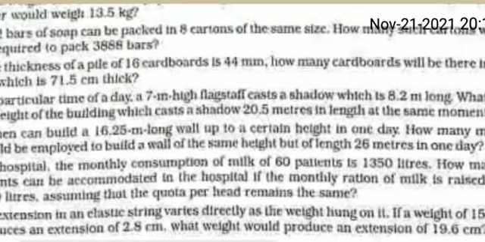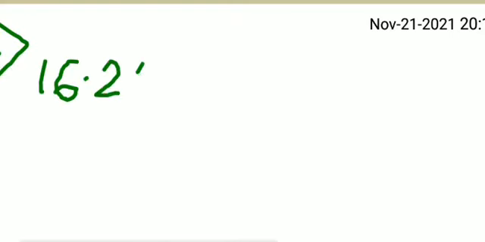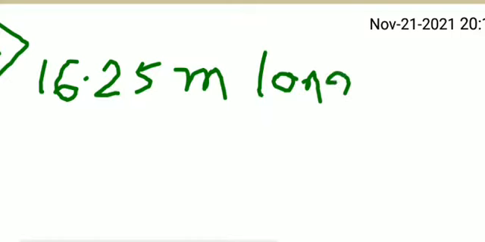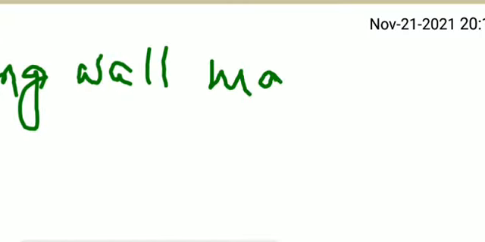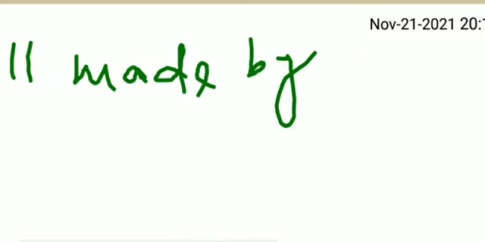So very simple, you have to write it using the unitary method. In question number 13, you can write that 16.25 meter long wall is made by 15 men.